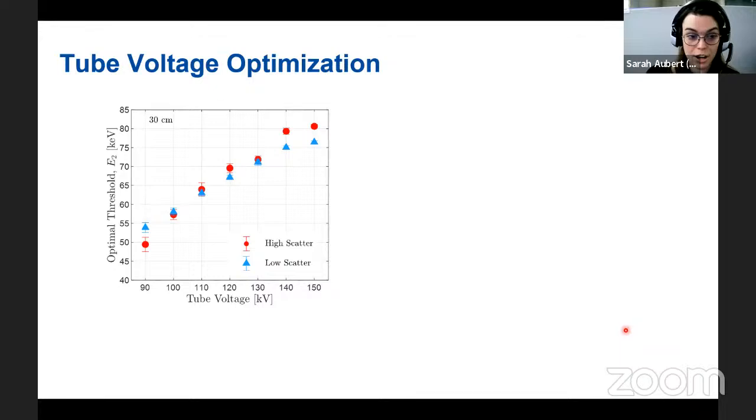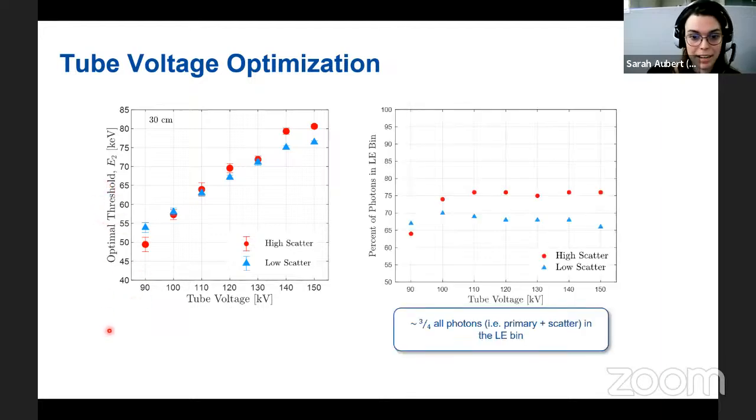So we then took this optimal threshold E2 and plotted it as a function of tube voltage. We did this again for each of the different scatter conditions, where shown here, this is for a 30 centimeter thick phantom. To generalize this result a little bit further, we determined what percentage of photons was present in our low energy image that corresponded to this optimal threshold. And we plotted that as a function of tube voltage, where here we can see that for both low and high scatter conditions, our optimal threshold corresponded to about 3/4 of all photons, both primary and scatter, being present in the low energy bin.